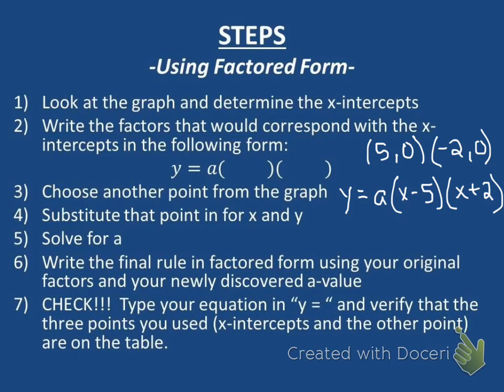Next is to choose another point from the graph. We'll substitute that point in for x and y, and then use that equation to solve for a. We'll write the final rule in factored form using our original factors and the newly discovered a value, and then we'll check our rule by typing the equation into the y equals on our graphing calculator and verifying that the 3 points that we used, the x-intercepts and the other point, are on the table for that equation.